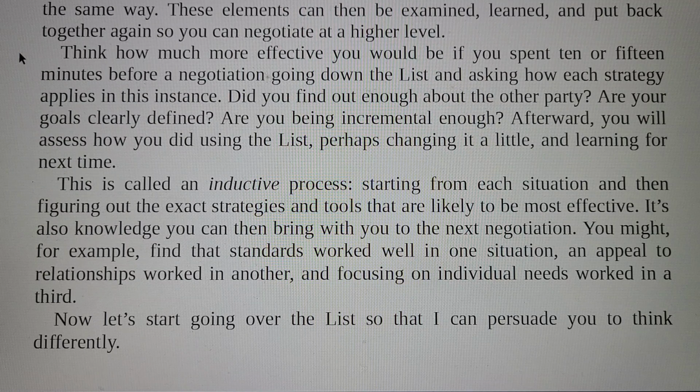Think how much more effective you would be if you spent 10 or 15 minutes before a negotiation going down the list and asking how each strategy applies in this instance. Did you find out enough about the other party? Are your goals clearly defined? Are you being incremental enough? Afterwards, we will assess how you did using the list. Perhaps change it a little and learn for next time.